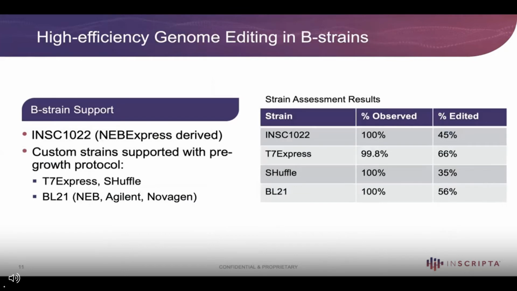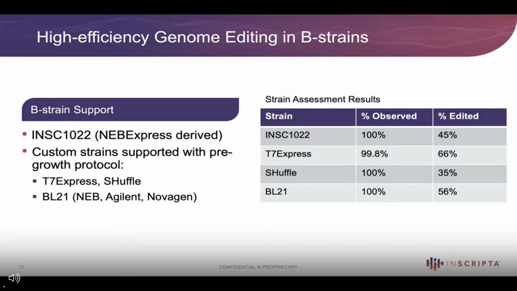So we now have support for high efficiency editing in B strains in E. coli. Within the last few months, we rolled out the capacity of being able to support editing within B strain. And our supported base strain that's distributable is the Inscripta 1022 B strain. This is derived from NEB Express. And so we see high edit fraction.